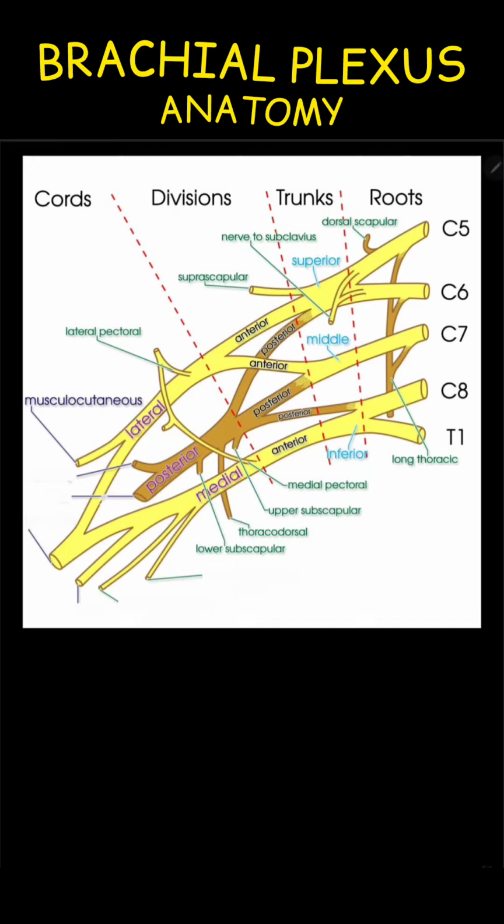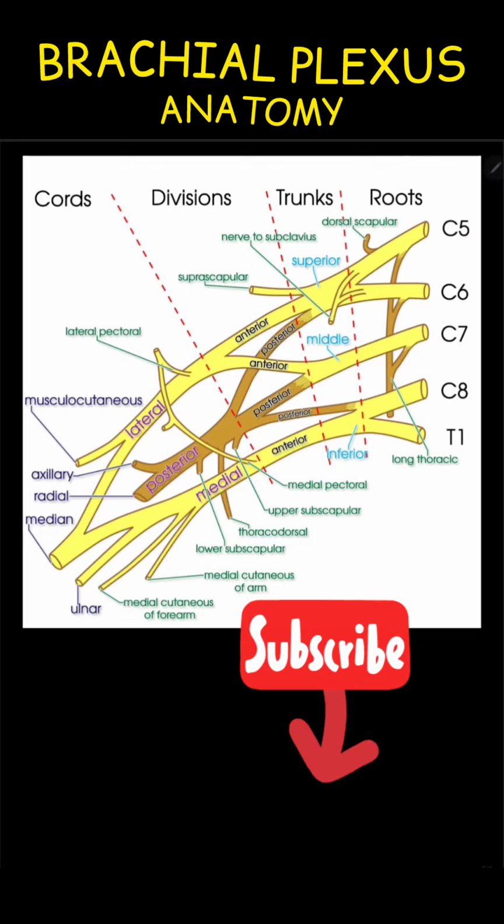from the posterior cord are the axillary and radial nerves, and the lateral and medial cords combine to form the median nerve. And one medial aspect branch from the medial cord is the ulnar nerve, and the other two remaining nerves are the medial cutaneous nerve of the forearm and the medial cutaneous nerve of the arm. So this is the complete brachial plexus anatomy.